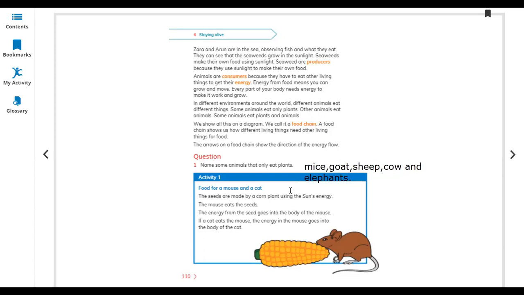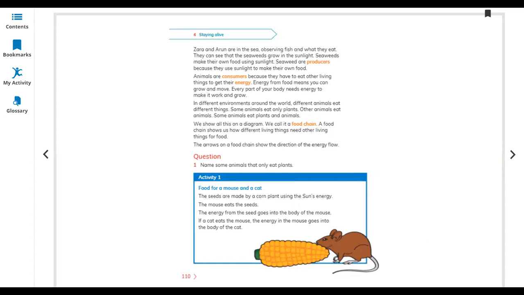Okay, you can see Activity 1: food for a mouse and a cat. The seeds are made by a corn plant using sun energy. So the mouse eats the seed. The energy from the seed goes into the body of the mouse. If a cat eats the mouse, the energy in the mouse goes into the body of the cat.